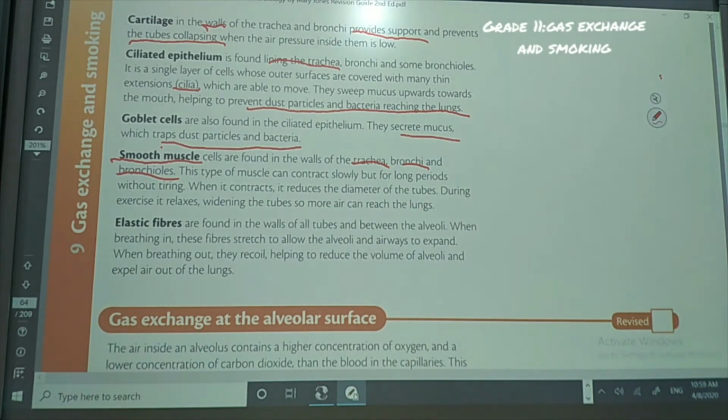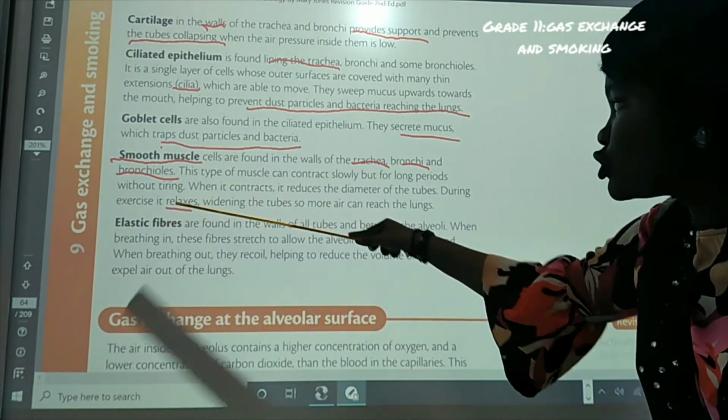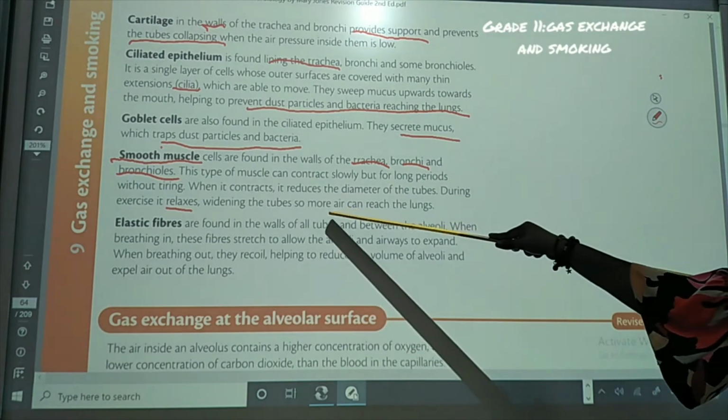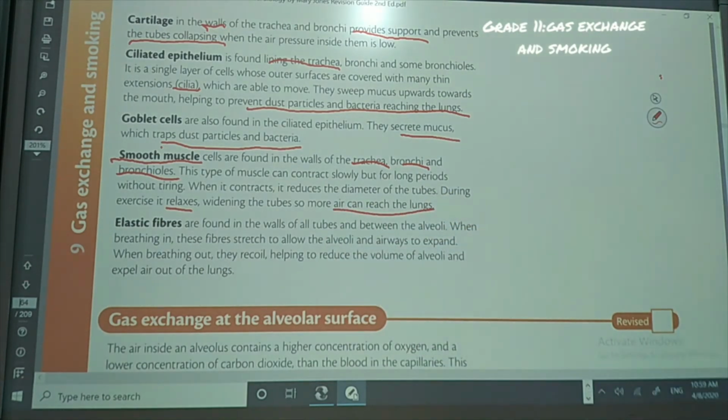Okay, so let me explain. When you're exercising, let's say you're in the gym, you're running, you're playing football, you need more air to get into your lungs. Okay, so what does this smooth muscle do? The smooth muscle then relaxes. So when they relax, they become bigger. So the tube becomes bigger. That's the trachea. The tube called the trachea becomes bigger and more air can reach the lungs. Okay, so that's what the smooth muscles do. They help to relax and to contract the trachea.